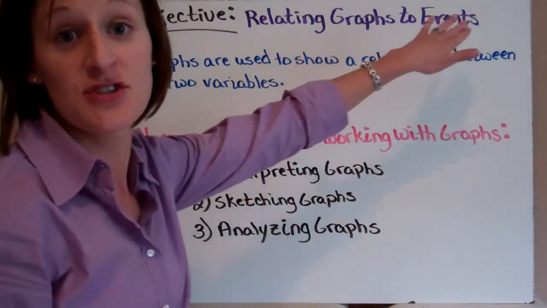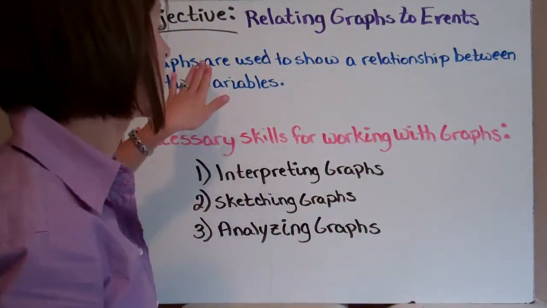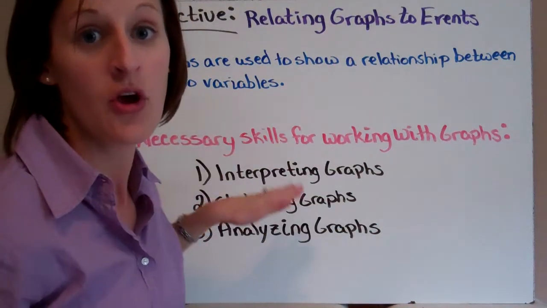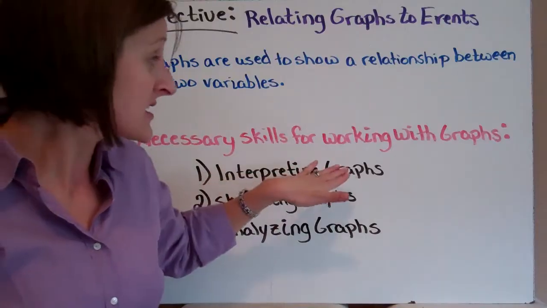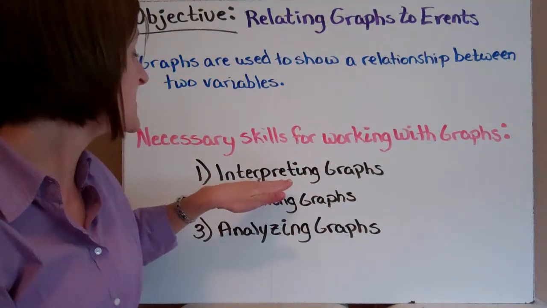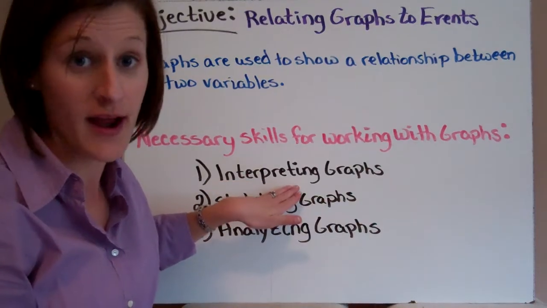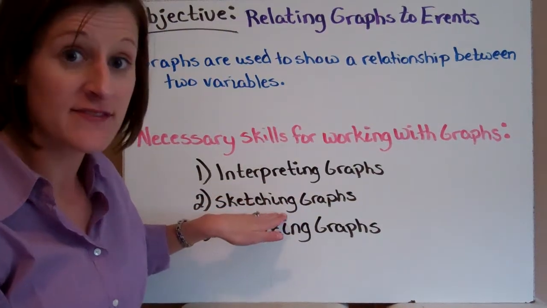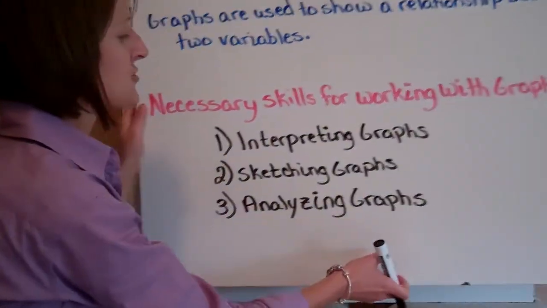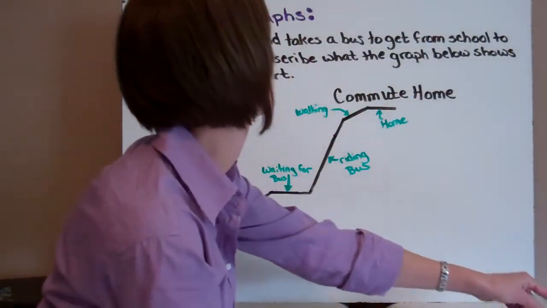Relating graphs to events. Now, graphs are going to be used to show a relationship between two variables. So, the necessary skills that you need to have in order to work with a graph are interpreting graphs, sketching graphs, and analyzing graphs. Let's look at the first one, interpreting graphs.